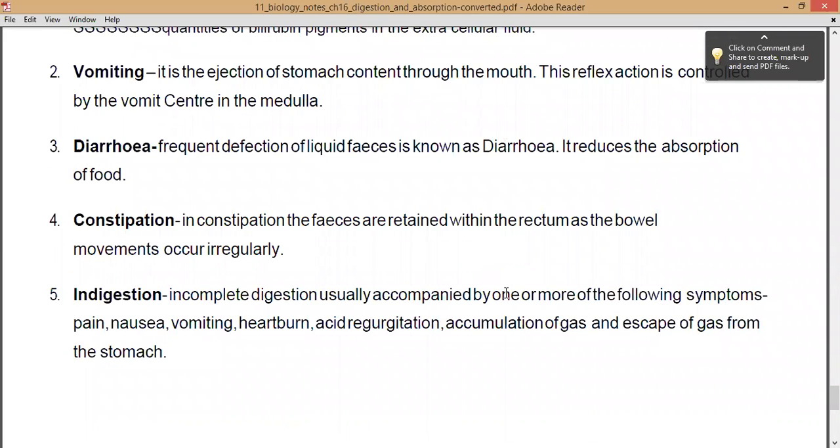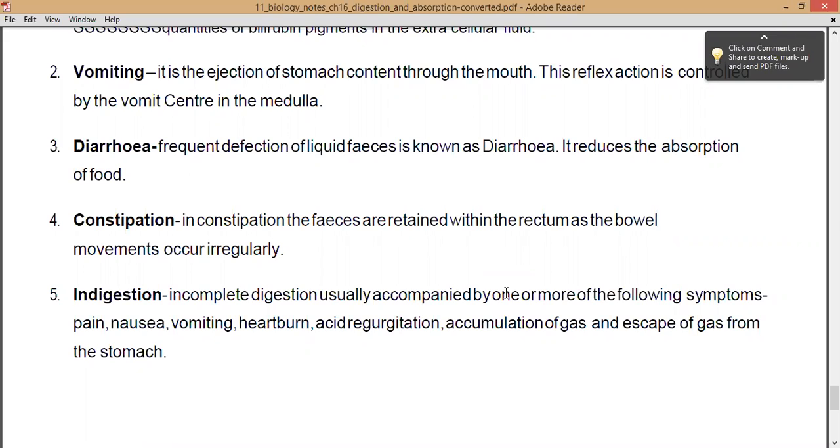Next is constipation, right? In constipation, the feces are retained within the rectum as the bowel movements occur irregularly. See, bowel means whatever feces, whatever waste material is stored in the rectum, right? That is said to be the bowel, right? So the bowel movements, that is the coming out of the fecal material, should occur in a proper regular manner, right?